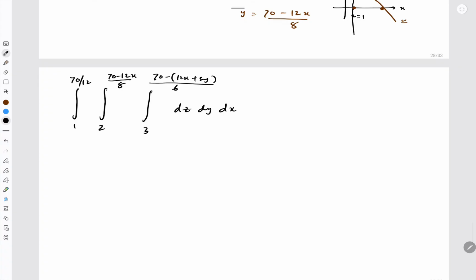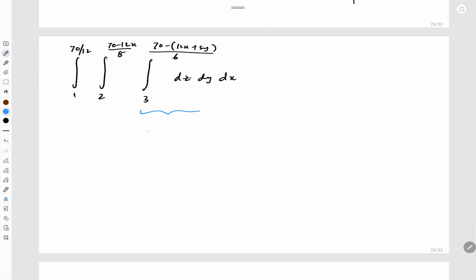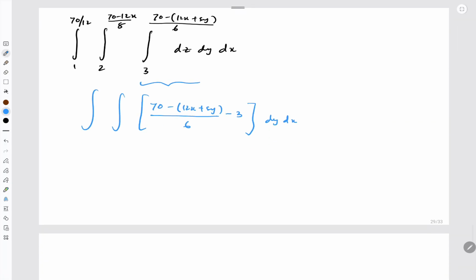So let us try solving this integral, right? First integration is with respect to z. So it will become what? (70 minus 12x minus 8y) by 6 minus 3. This is my answer to the first integral, dy dx. We can copy paste the limit, not required as of now. So let us do this. So let us solve this inner thing. Let us simplify this again.